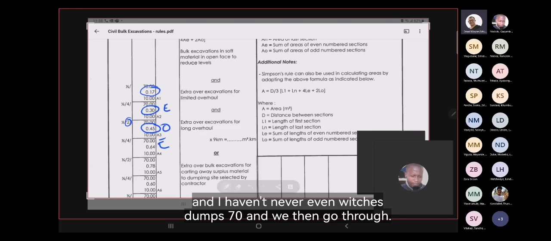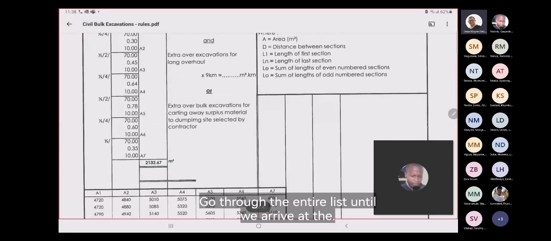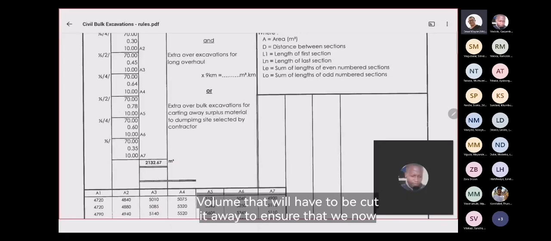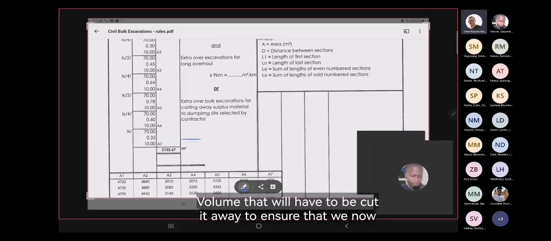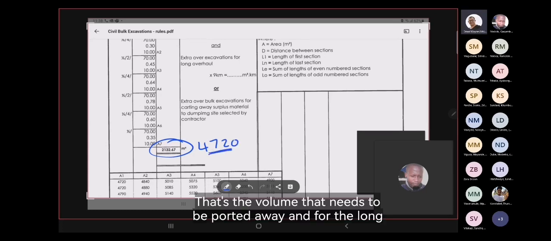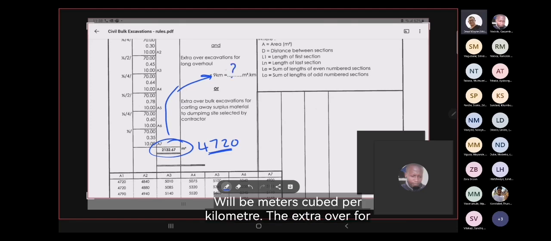And we then go through the entire list until we arrive at the volume that will have to be carted away to ensure that we now find ourselves on that level of 4,720. That's the volume that needs to be carted away. And for the long haul, we will multiply that by that, and whatever comes in there will be meters cubed per kilometer, the extra over for the long haul overall.